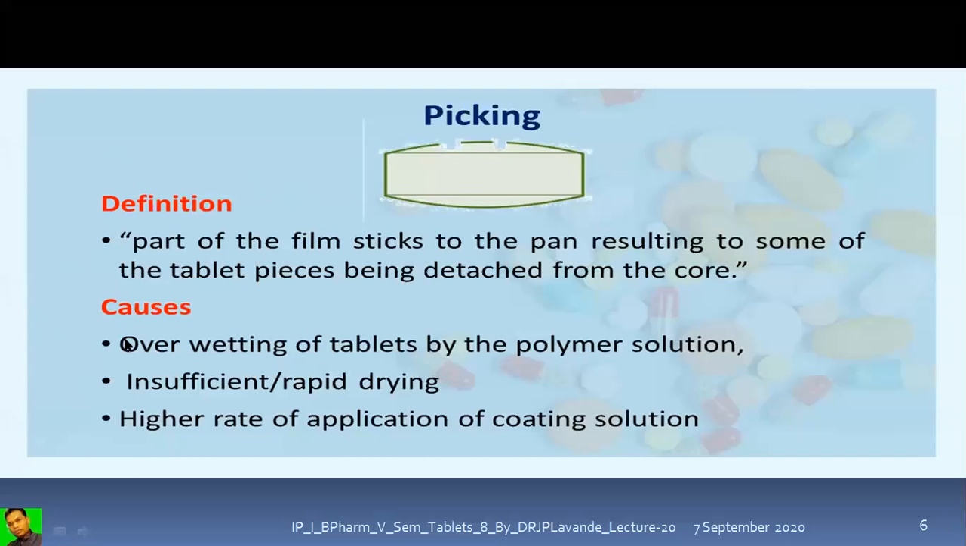What are the causes for the occurrence of picking? The first reason is overwetting of the tablet by the polymer solution. If we are overwetting, that may lead to picking. Insufficient or rapid drying will also cause picking. A higher rate of application of the coating solution than is required will also cause picking.